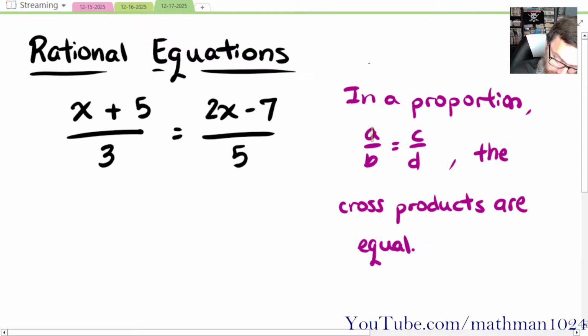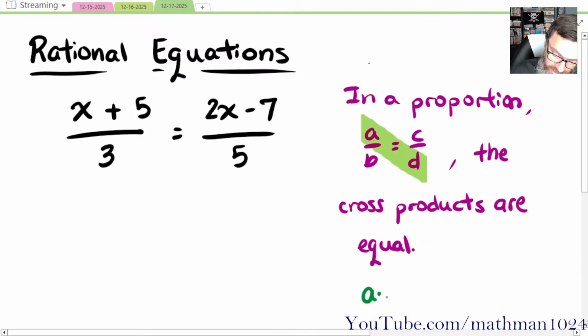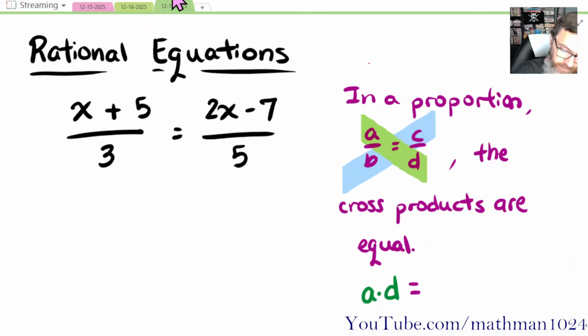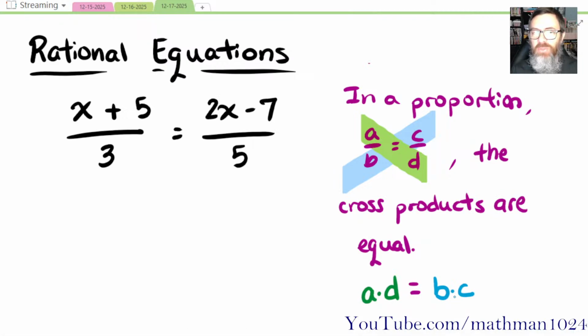And so what I mean is that this product here, a times d, is equal to this other cross product, b times c. And you might say, oh, but wait a minute, you just cross multiply. Like, no, I'm setting the cross products equal to each other. So a times d is what we call the product of the extremes, and b times c is the product of the means.